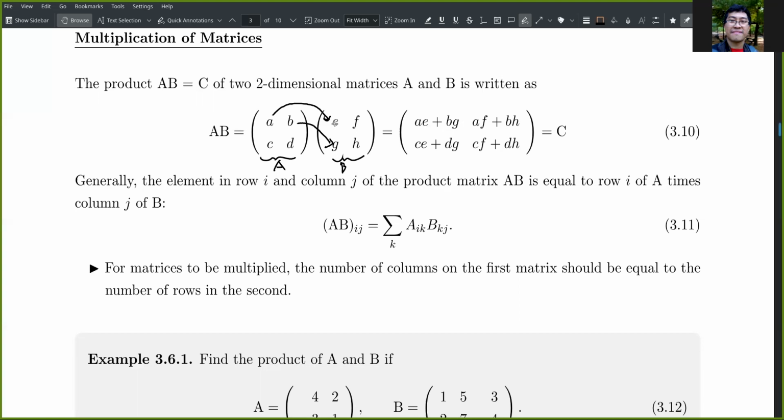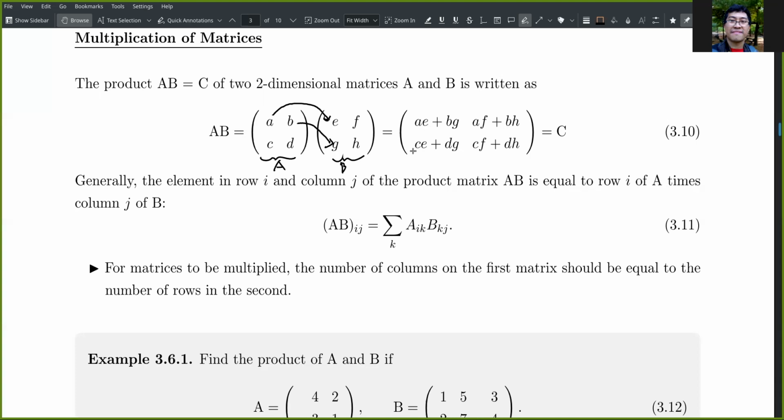The term in the first row and the second column would be the first row of the first matrix times the corresponding terms on the second column of the second matrix. So you have A multiplied by F, B multiplied by H. You add them, you have AF plus BH. You do the same here.